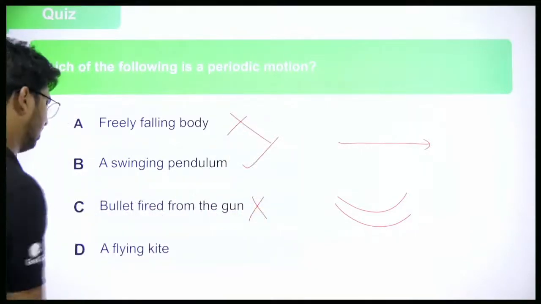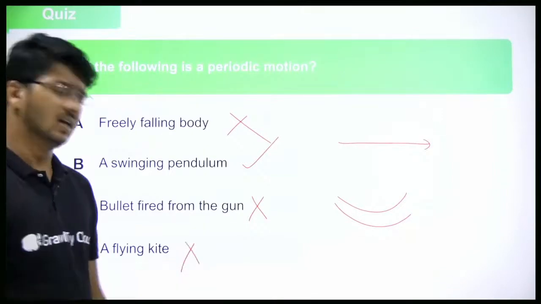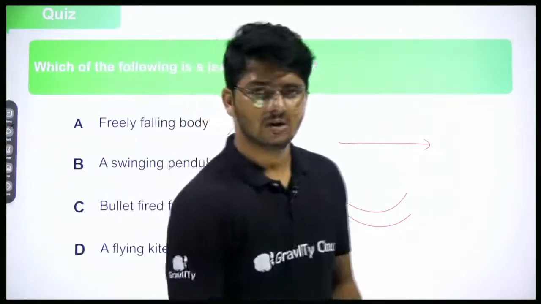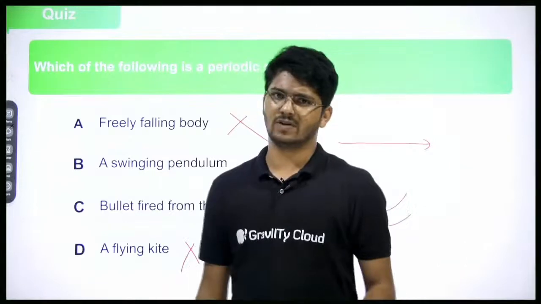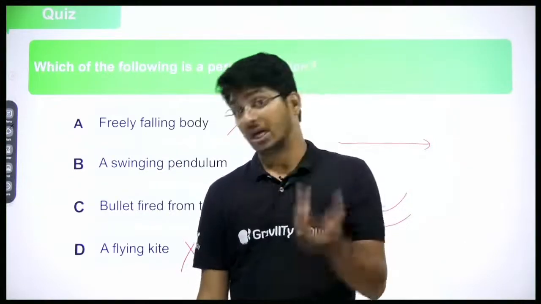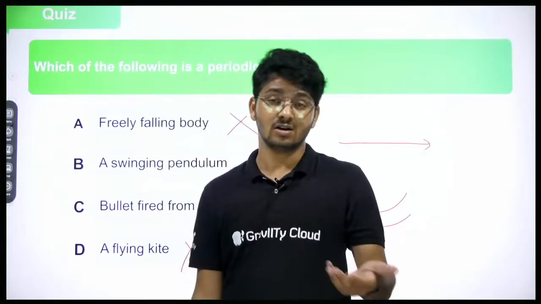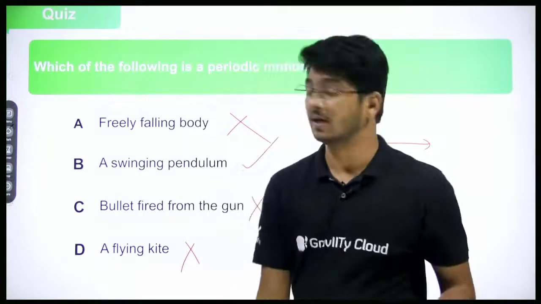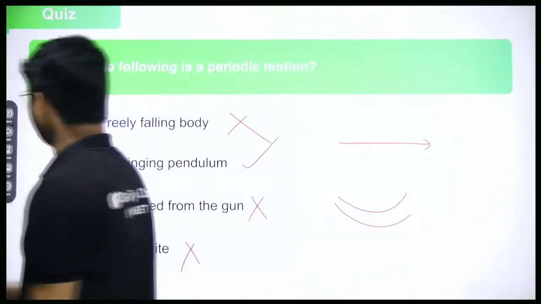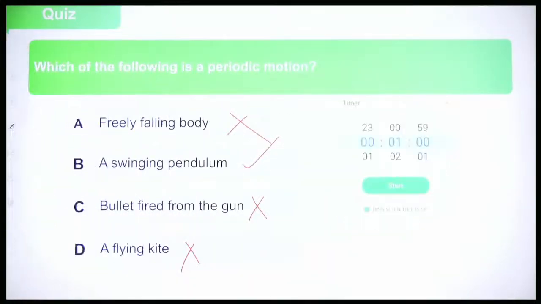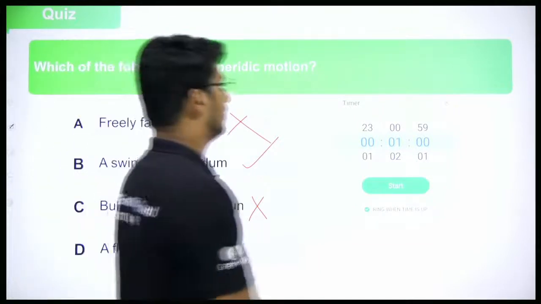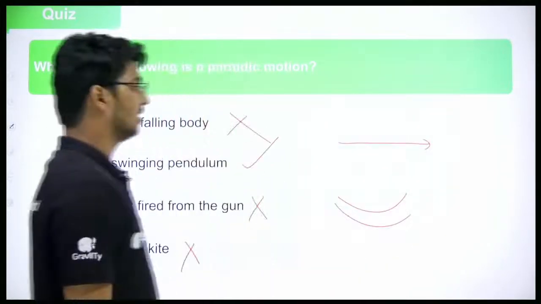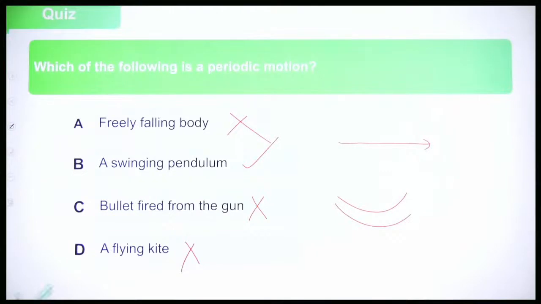Flying kite, not periodic. It's completely random. You fly a kite completely randomly. Yes or no? Because it depends on you. When you fly a kite, it depends on your skill. It also depends on the wind. Just too random. Right? So here only the swinging pendulum is periodic. All the others are not periodic, by the way. Non-periodic motions. Clear? Okay, next question.